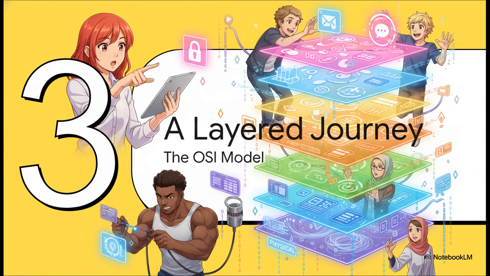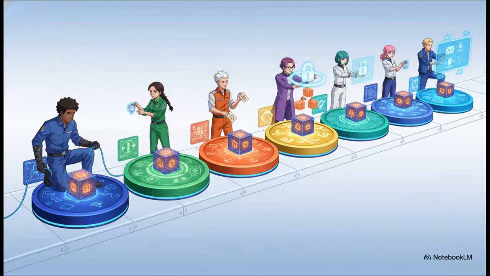Okay, now we're going to get into something really cool. See, all this communication, it doesn't just happen in one big step. It's actually a journey that happens in multiple stages, or what we call layers. And to understand this journey, we have a kind of map. It's called the OSI model. Think of this model as a 7-story building. Each floor has a different job.